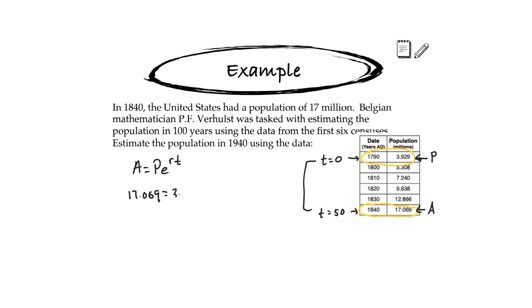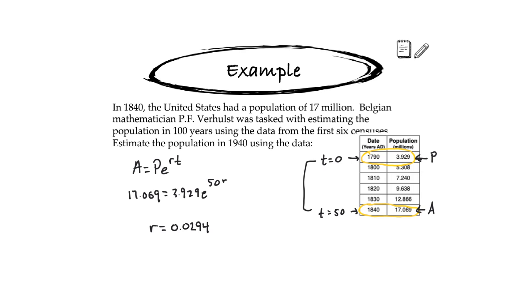So as I plug this information in, I get 17.069 is equal to 3.929 e to the 50r, and I solve for r, I get a sense of what the growth rate is during this time. And I find that the growth rate is approximately 2.9%. So a little more accurate, it would be 0.0294. So 2.94%.